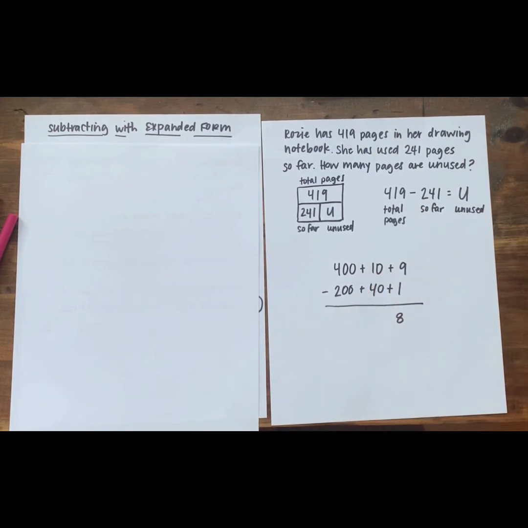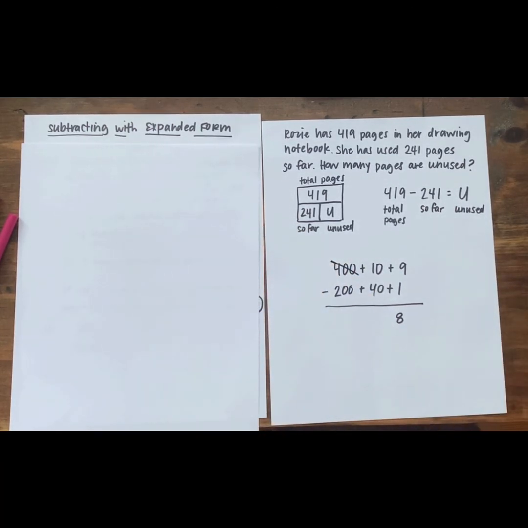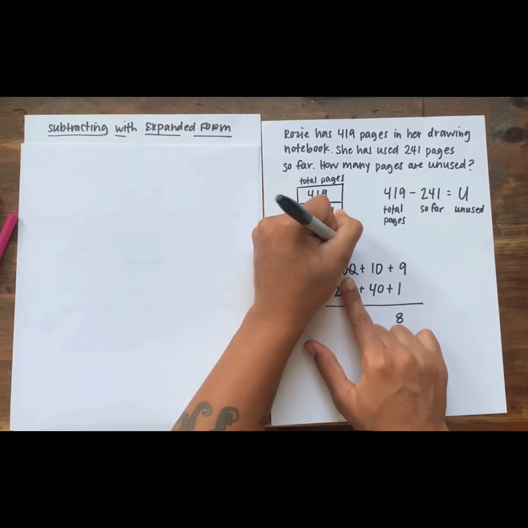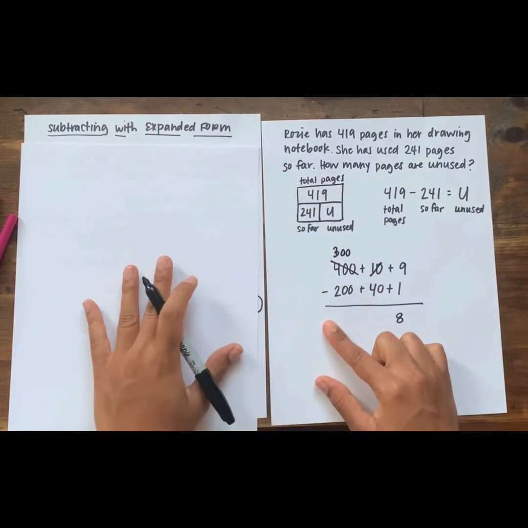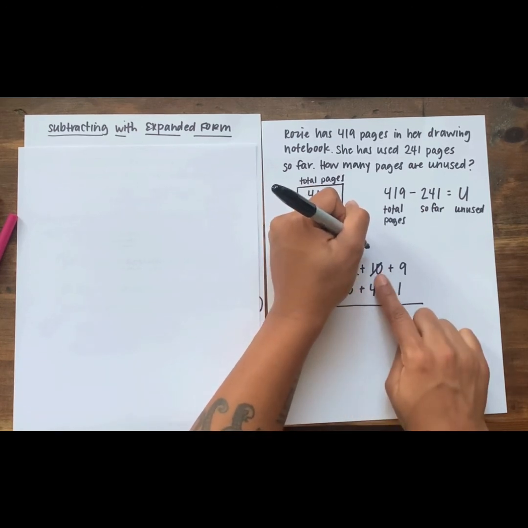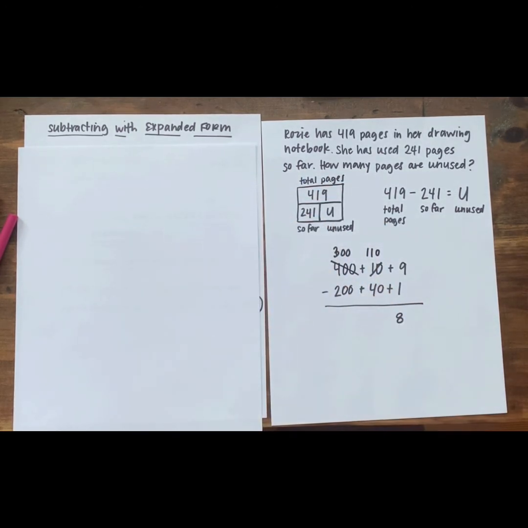What do we need to do? Yes, we can regroup. How can we regroup? Say it out loud. That's exactly right. We can take 100 from the hundreds place and have 3 hundreds left and regroup it to the tens place so that we have enough to subtract. Remember, we're adding that 100 to the value that's already there. So we now have 110 in the tens place.